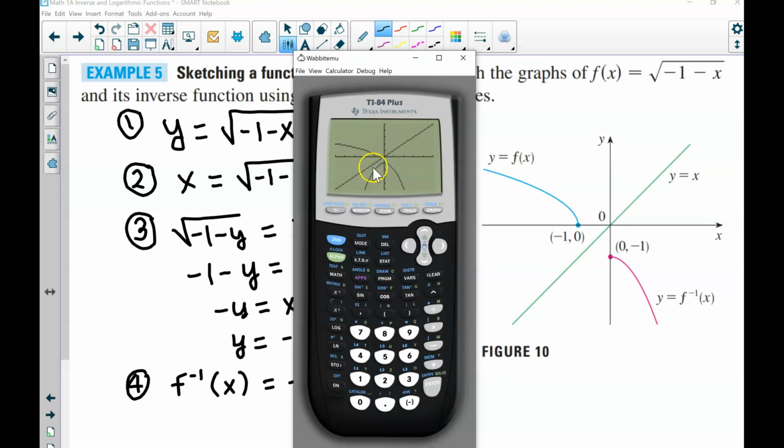Now, if you notice, you see this graph here? We need to look at its domain, or in this case, range, right? So what's going on with the domain and range? Well, we have to cut this part of the graph off because this graph right here would not be a one-to-one function. So you can see here that this represents the inverse of that function depending upon its domain.